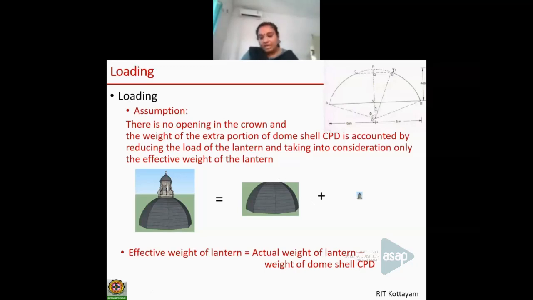So that is to make your analysis simpler, and this allows you to use the already developed equations. Otherwise, we have to depend upon finite element packages to get an idea about the exact stress distribution. That is also possible, but directly we will not be able to apply the formula. So that is why this assumption is made. We have to calculate the effective weight of the lantern as the actual weight of the lantern minus the weight of the dome shell at the portion CPD. Right.